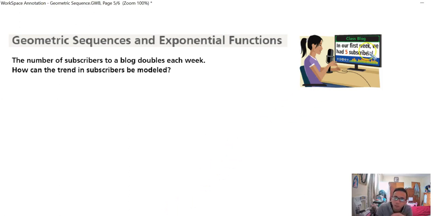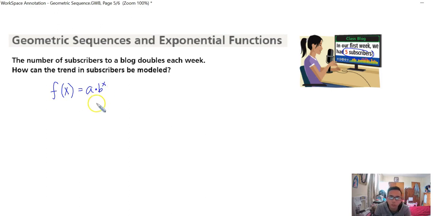So the initial amount here is 5 subscribers. So the number of subscribers double each week. So an exponential function models the situation. So the initial number is 5 subscribers, and the number doubles each week. So I can put there that we know that your exponential function can be written as f of x is equal to a times b raised to x.